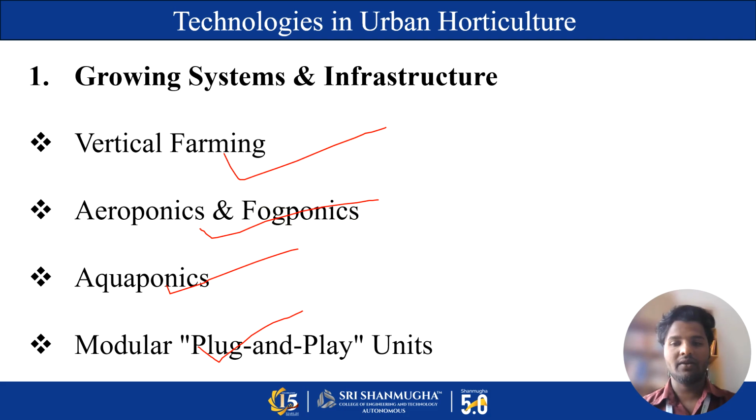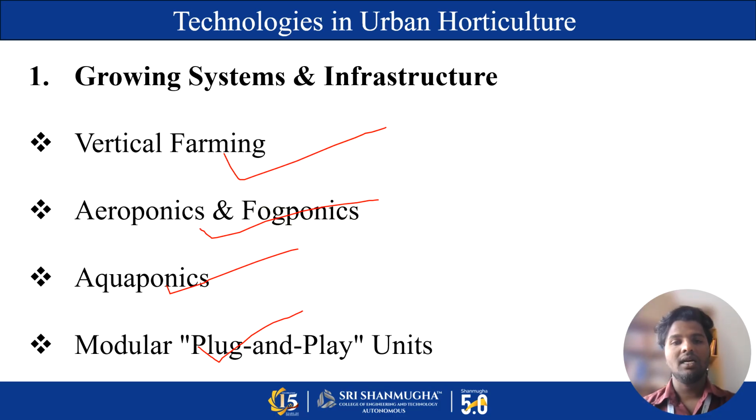First one is vertical farming. As we saw in previous topics, this is the primary solution to urban land scarcity. By utilizing abandoned warehouses, skyscrapers or shipping containers, urban farms can achieve up to 100 times the yield per square foot compared to traditional fields. It involves precise management of the microclimate inside these structures.